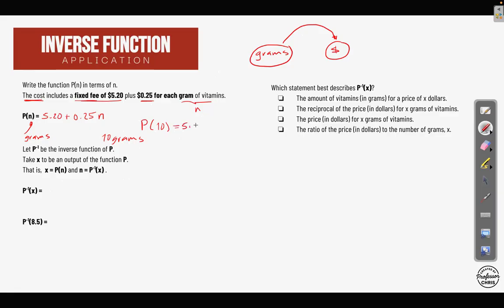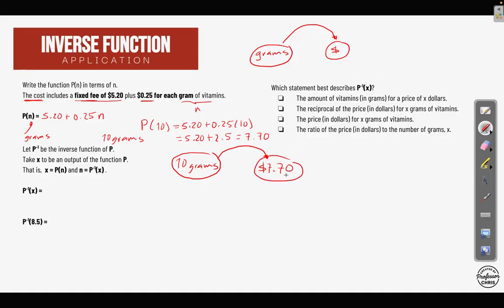That would be 5.20 plus 0.25 times 10, 5.20 plus 2.5. We get 7.70 if I'm not mistaken. What is the meaning of this? The meaning of this is that you require 10 grams of vitamins, and the function allows you to get the total cost, the amount to pay, 7.7.